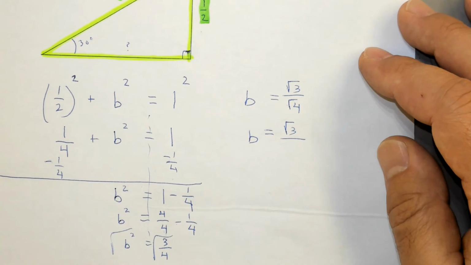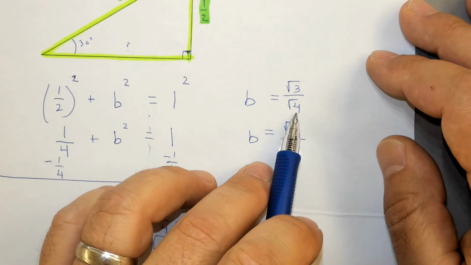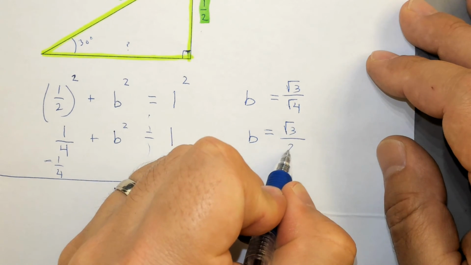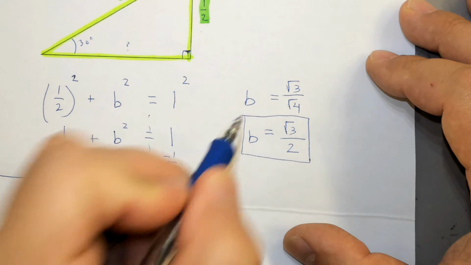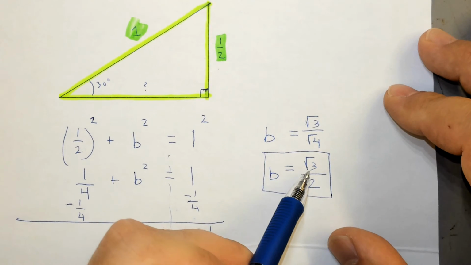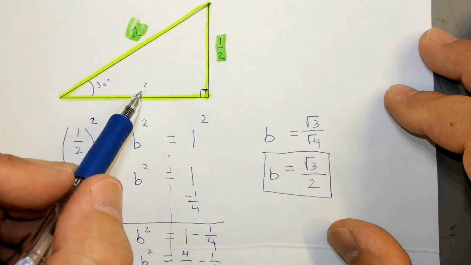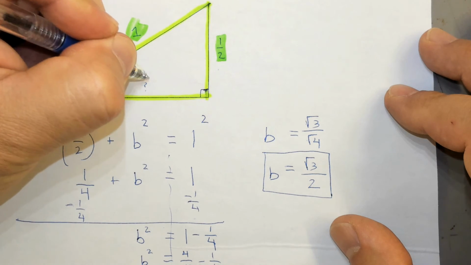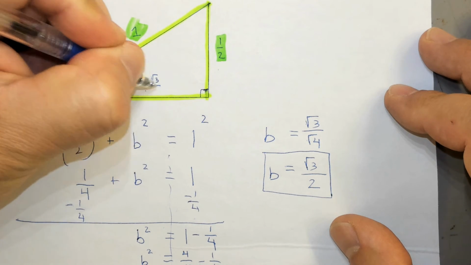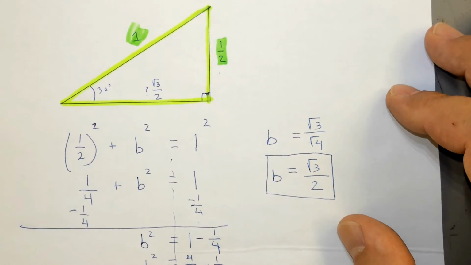We don't have a calculator with us. But what's the square root of 4? Oh, that one we could do. We could say that's 2. So there we have it. We have radical 3 over 2. So this is actually radical 3 over 2. I'm going to highlight that.